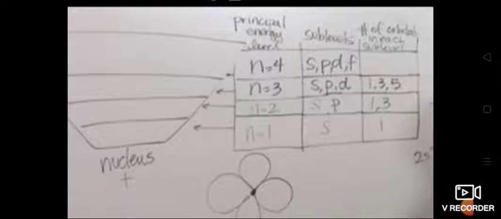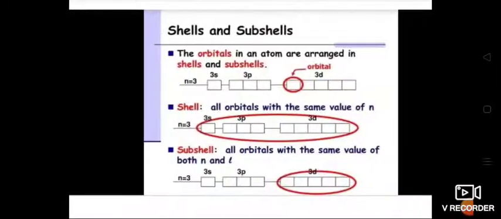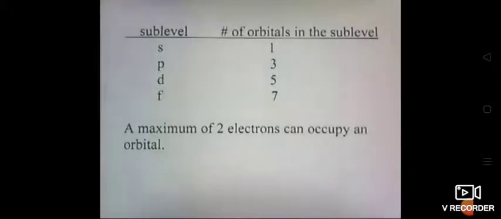Correct. You can make a note of it. This one you can write in your classwork. This slide you can write in your classwork. This slide and this also you can write in your classwork. So how many sublevels are there? Number of orbitals in each sublevel. Learn by heart this: SPDF, 1 3 5 7.